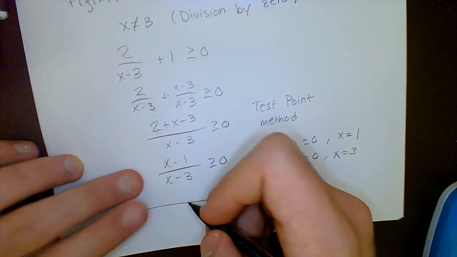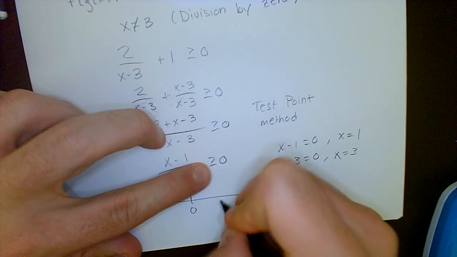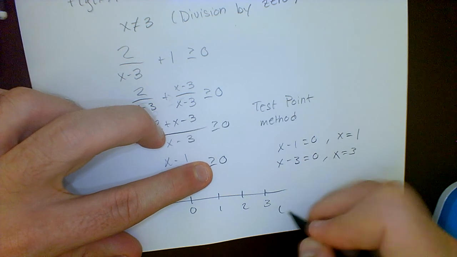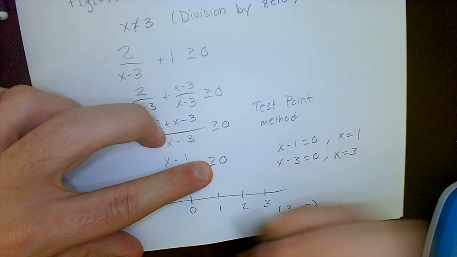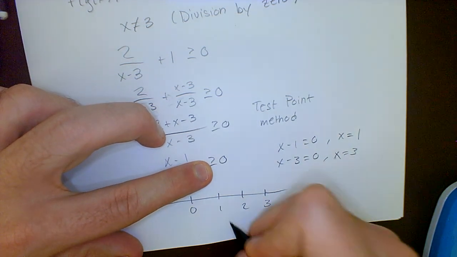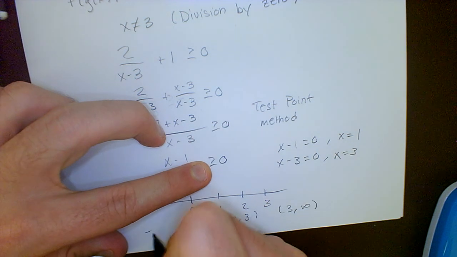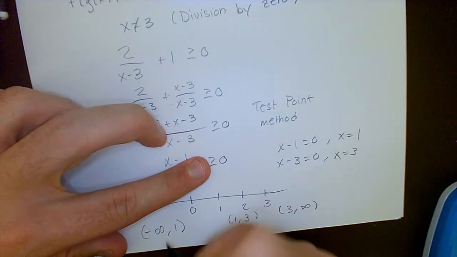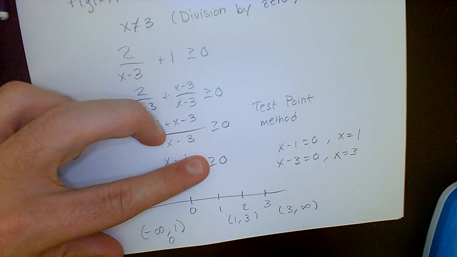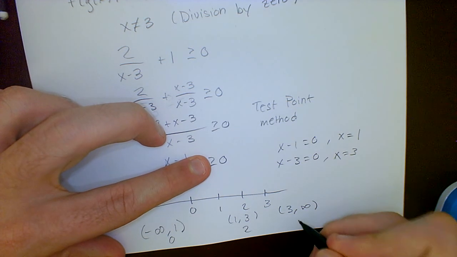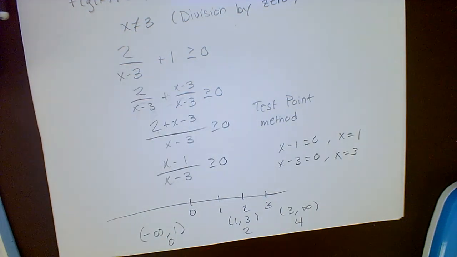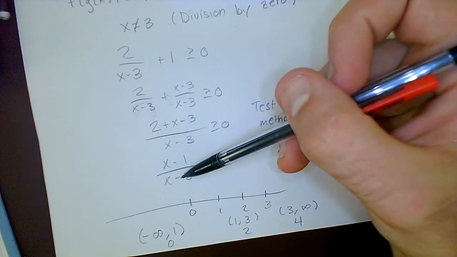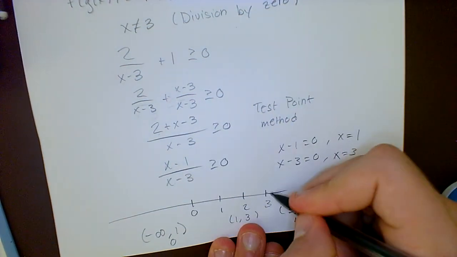So if we draw our interval here, we have 0, 1, 2, and 3. So our intervals that we need to test are 3 to infinity, 1 to 3, and negative infinity to 1. So in this one, I'm going to choose 0 as my test point, 2, and 4. Okay, so if I put a 4 in, I get a positive over a positive, so this one works.